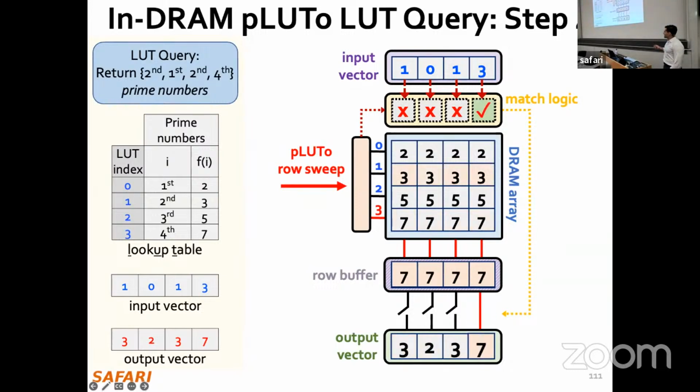So then in the end, I have in my input vector the output of my lookup table query here. So the second prime number, look up index 1, is 3. Then the first prime number is 2, the second prime number is 3, and the fourth prime number is 7.